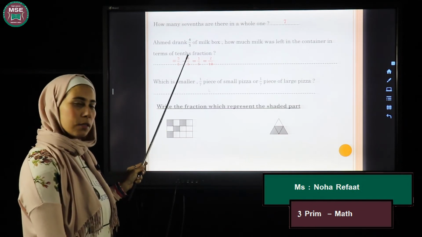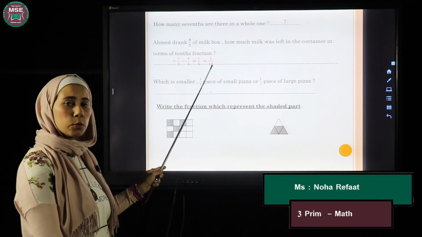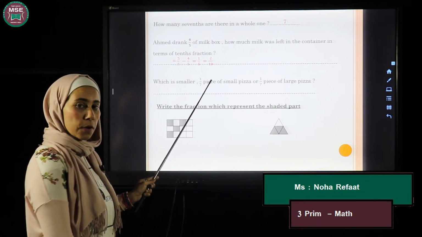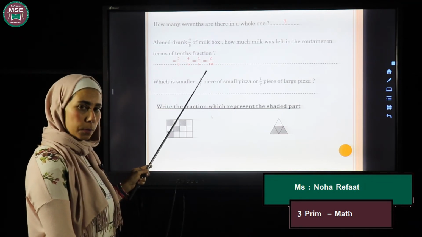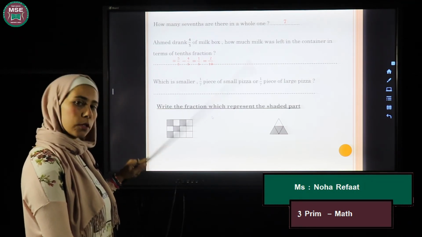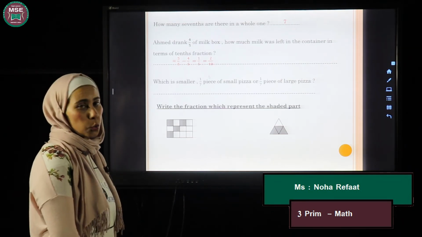But I don't need the answer in terms of fifths. I need this in terms of tenths. So I will make the fifths tenths. How? The 5 becomes 10, so I multiplied it by 2. And remember, what I do down, I do up. I multiply up by 2. 1 times 2 equals 2.